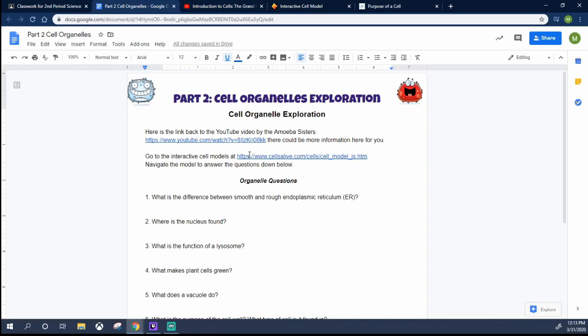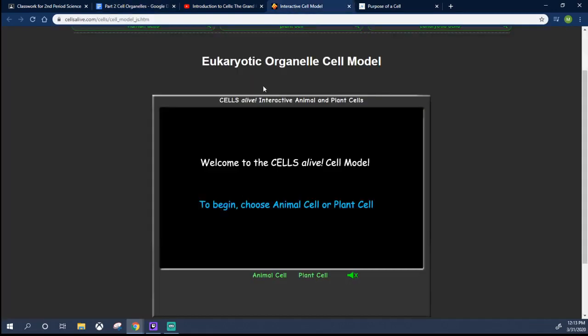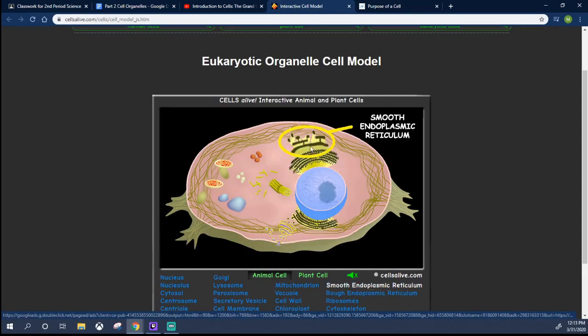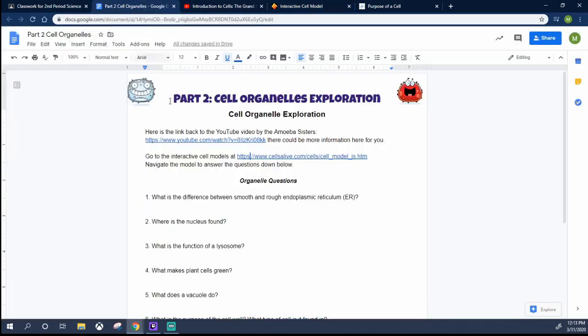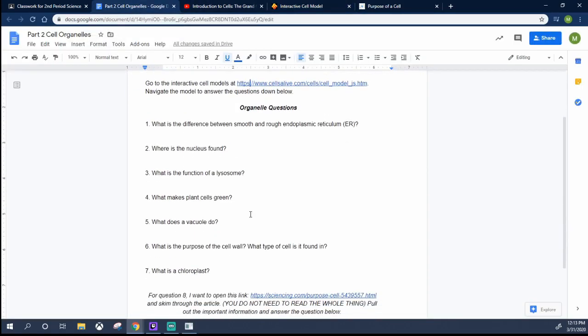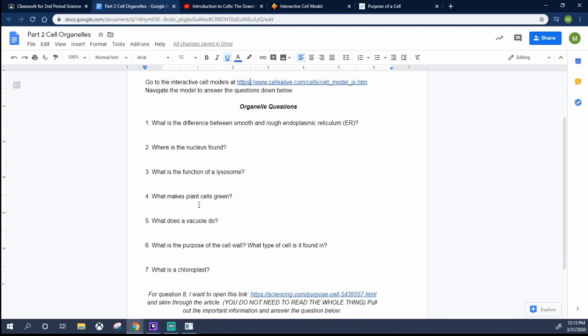I also have a link here which will go to an interactive 3D model of the cell where you can pick animal or plant, and then you can scroll around and sort of learn more about the different organelles here. Okay, you're going to use that information to answer these questions here, just like yesterday.